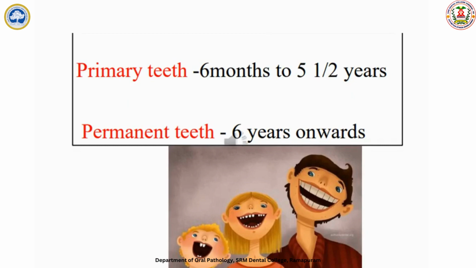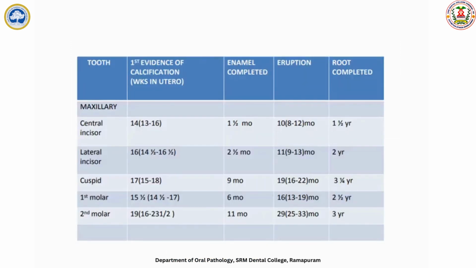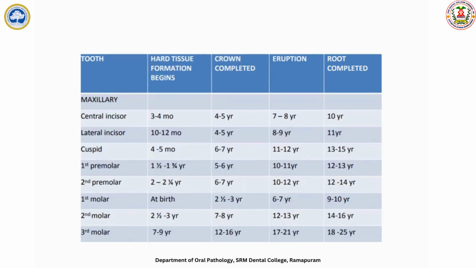Moving on to the eruption of your primary and permanent teeth. Your primary teeth erupt from the age of 6 months to 2.5 years, and your permanent teeth from 6 years to almost 22 to 25 years of age for the wisdom tooth. Root formation takes approximately 1 to 1.5 years after the eruption of the tooth in case of primary, whereas in permanent dentition, root formation takes about 3 years from the eruption.